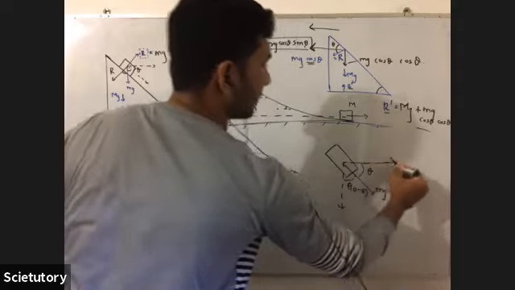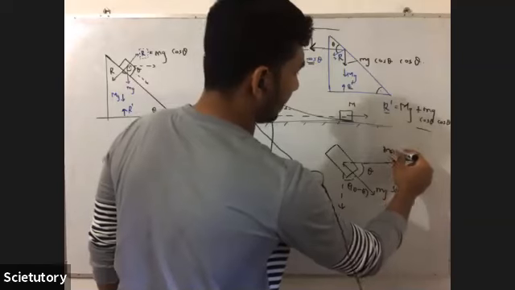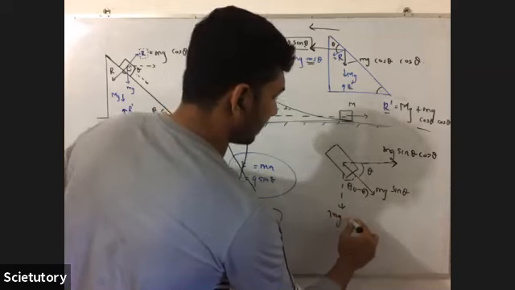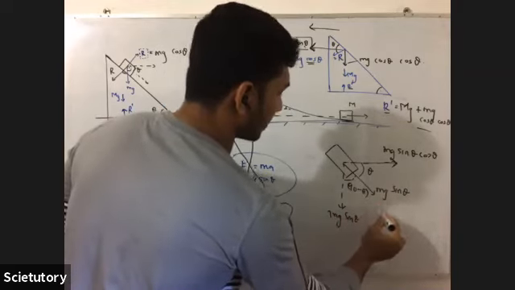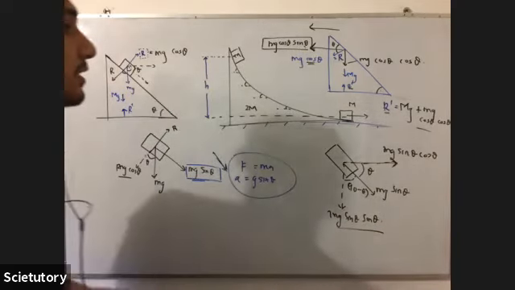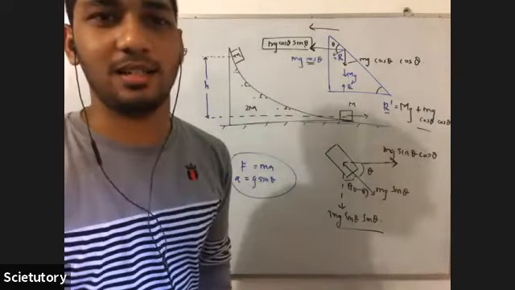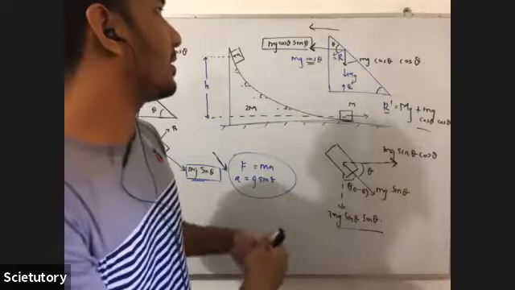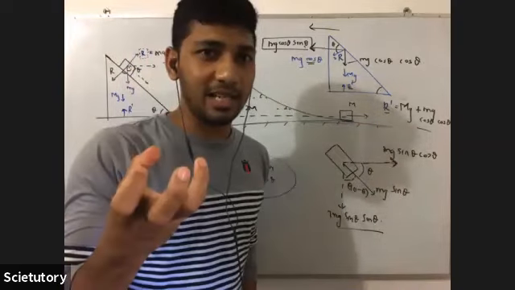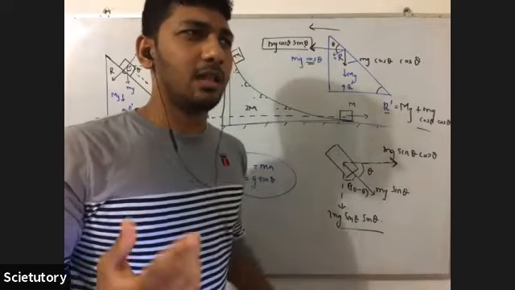So what is this component? mg sin theta cos theta. What is this component? mg cos square theta, the sine square theta. So now you see, here there is mg sin theta cos theta, and here is also mg sin theta cos theta. Aren't they opposite? Aren't they like action and reaction? They are equal in magnitude and opposite in direction. So they are like action and reaction.